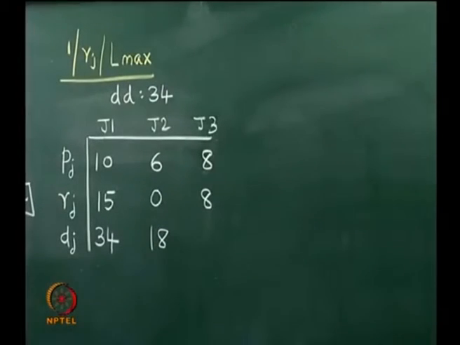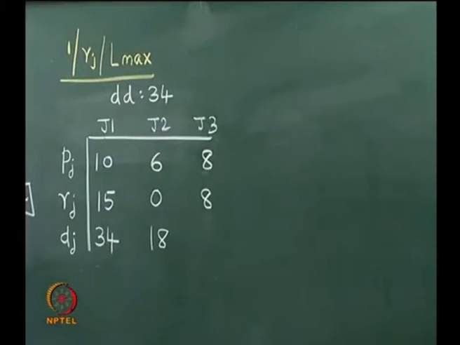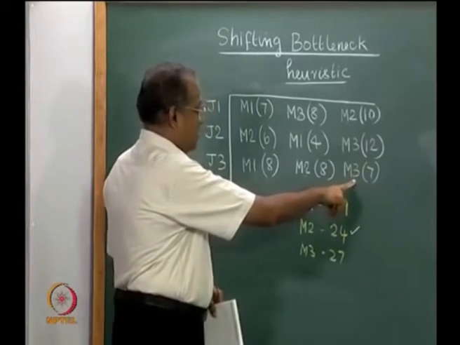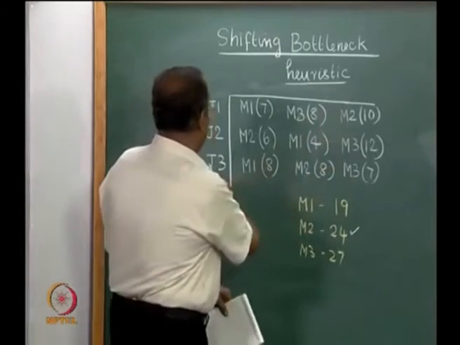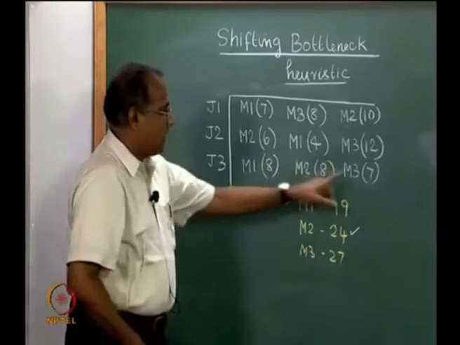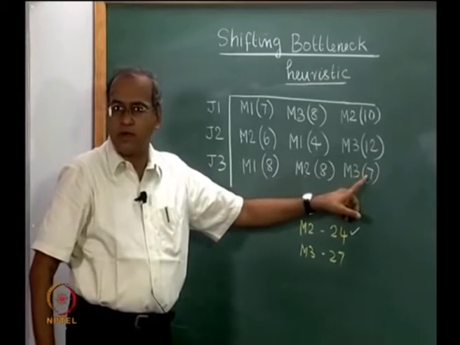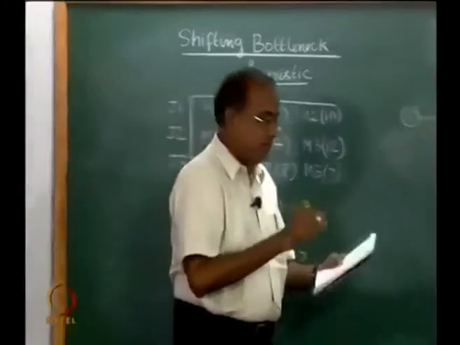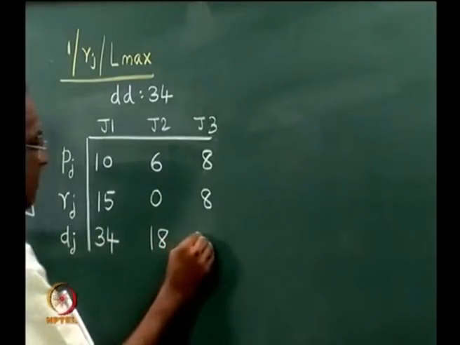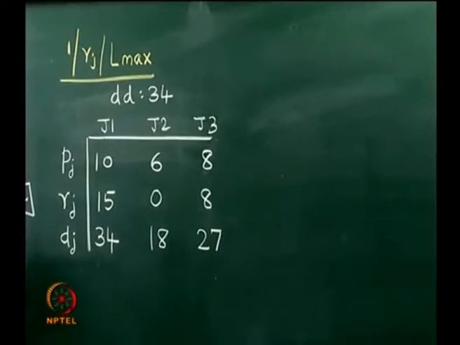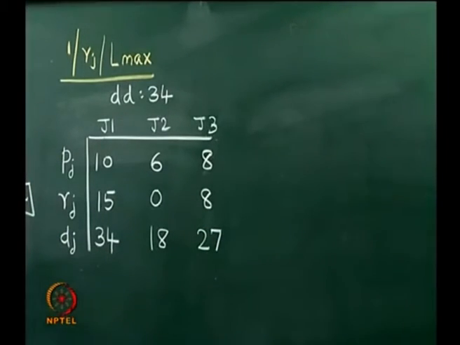And as far as J3 is concerned, J3 on M2 is the last but one operation. So, at least 7 more units are required, therefore, the due date can be 34 minus 7, which is 27. So, now we have to solve a 1 | Rj | L max on M2.